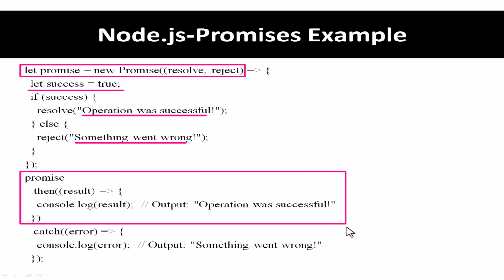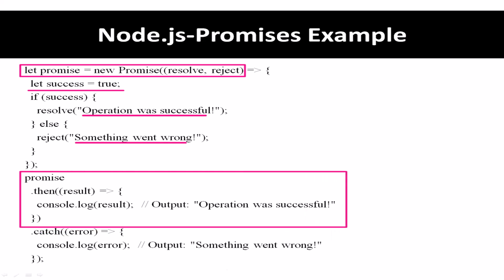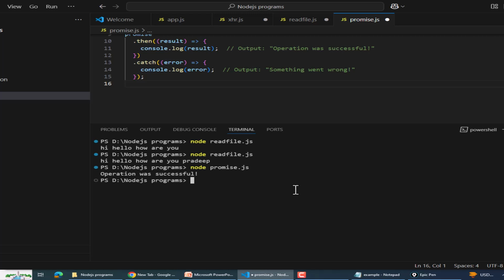So if the operation is successful, and here we are using this particular code, if it was unsuccessful, it is going to show something is wrong. Here we are using a catch, and here we are using a then. If you are noticing, before the then and the catch we are having a dot. Now it has shown operation is successful.